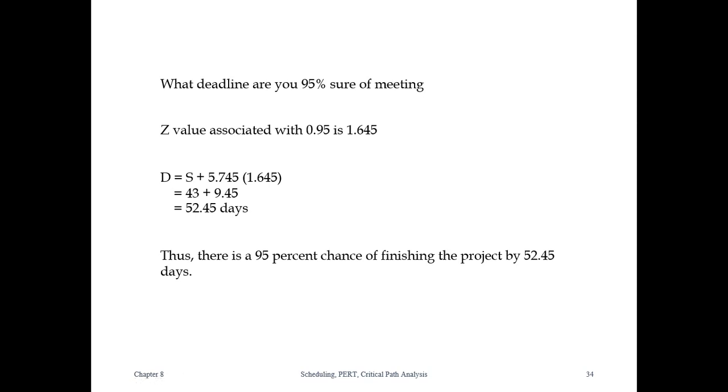So this means that there is a 95% chance of finishing the project by 52.45 days. As per the network diagram, we calculated the time as 43, which is really less than the actual time of completion of the job, because we have now seen in this calculation that there is a 95% chance that this project can be finished in 52.45 days. So to complete this project with 100% certainty, definitely this time will be much more than 52.45.